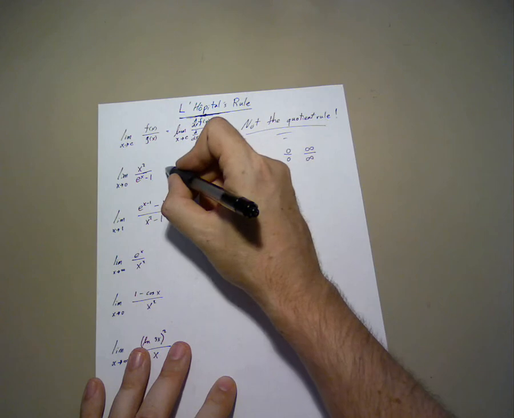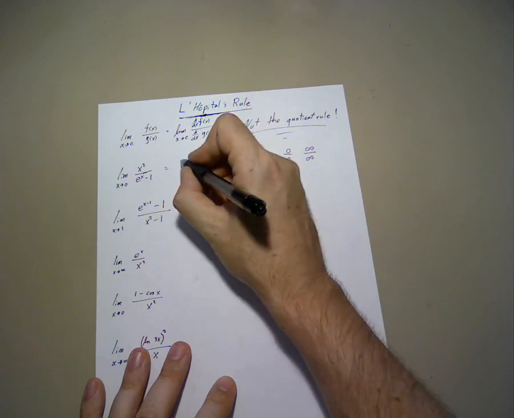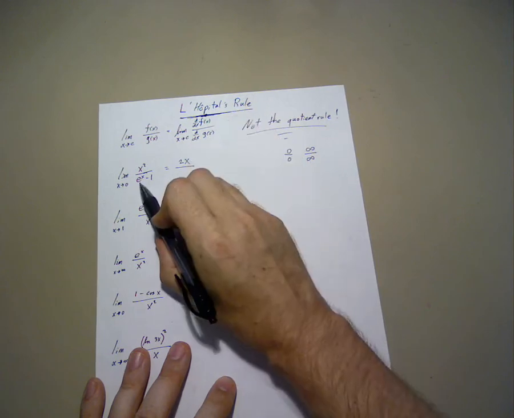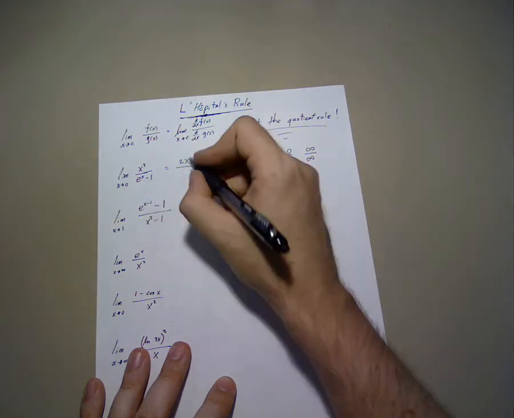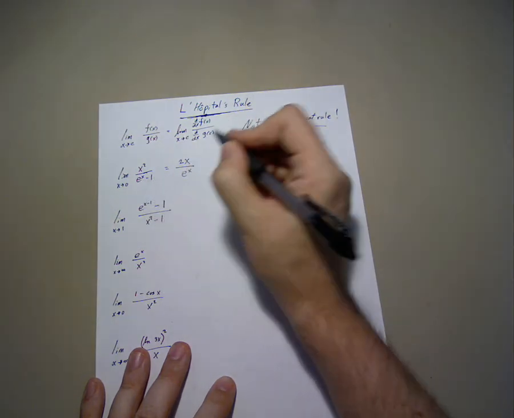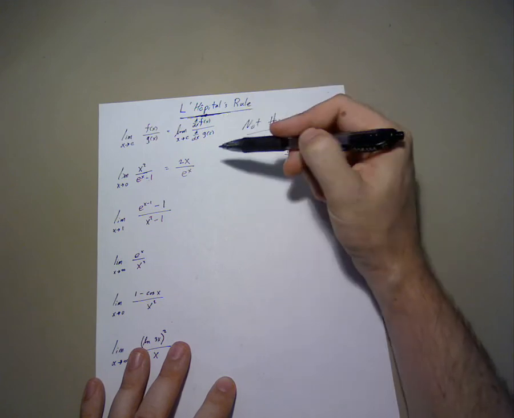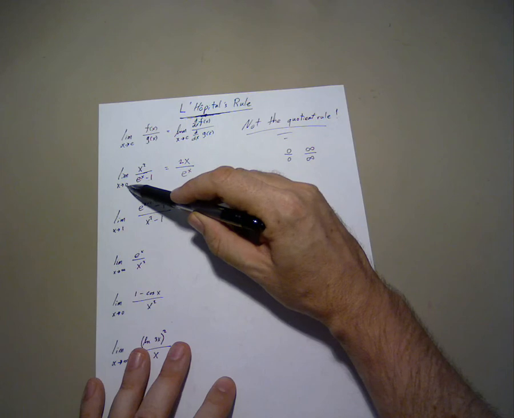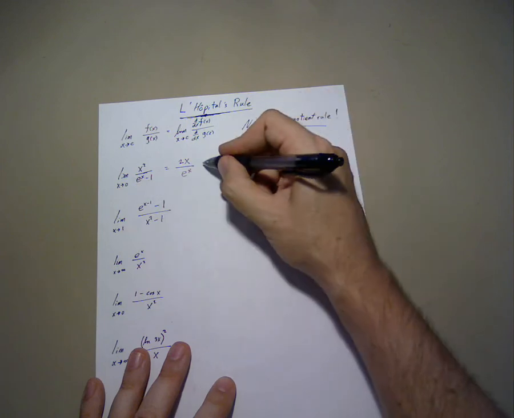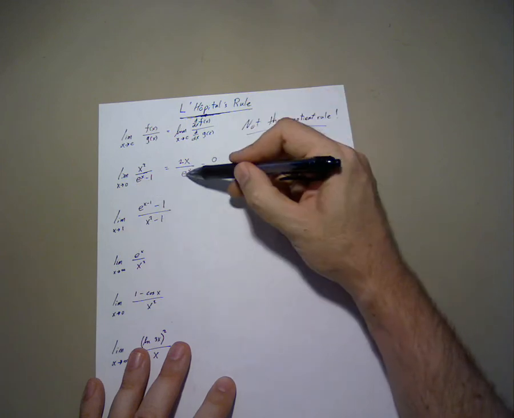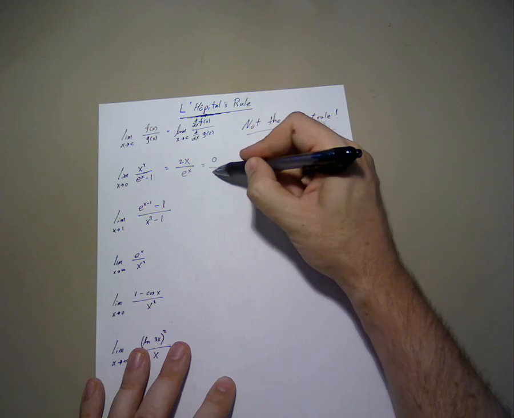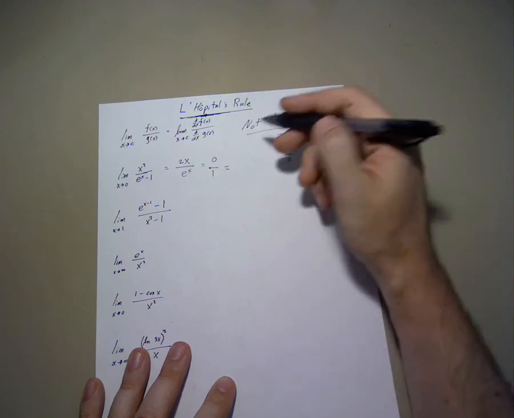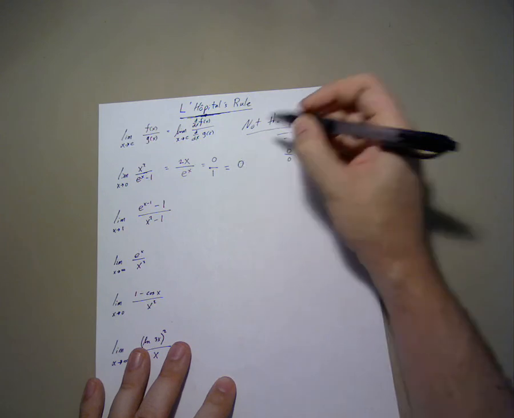So in this case, we take the derivative of x squared, which is 2x, and the derivative of e to the x minus 1, which is e to the x, and now we have a form we can evaluate. As x goes to 0, 2x becomes 0, e to the x becomes 1. Hence, the value of the limit is 0.